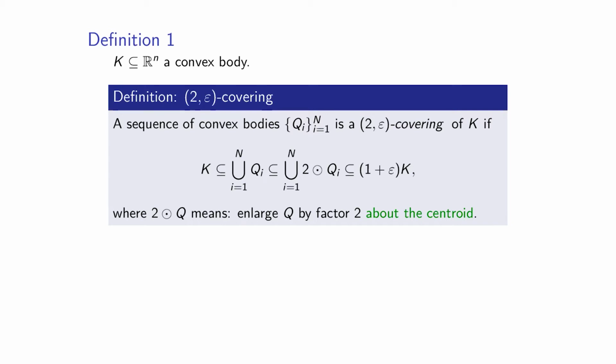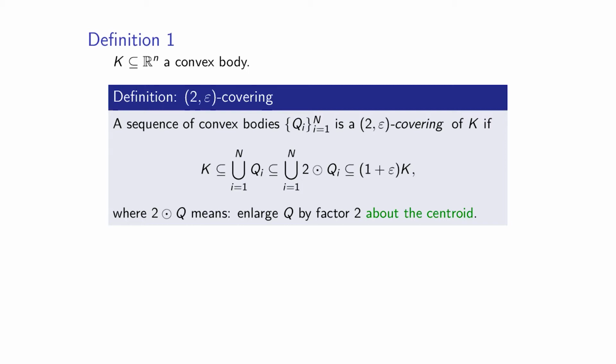However, they don't stick out too much. So when you enlarge each of them by a factor 2, so that's what I just denoted by this circle dot, 2 circle dot QI, they still remain in this slightly enlarged copy of K, 1 plus epsilon times K.